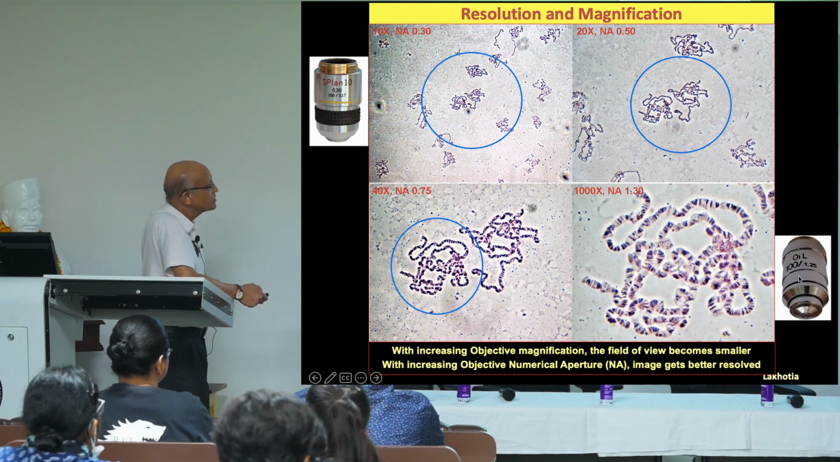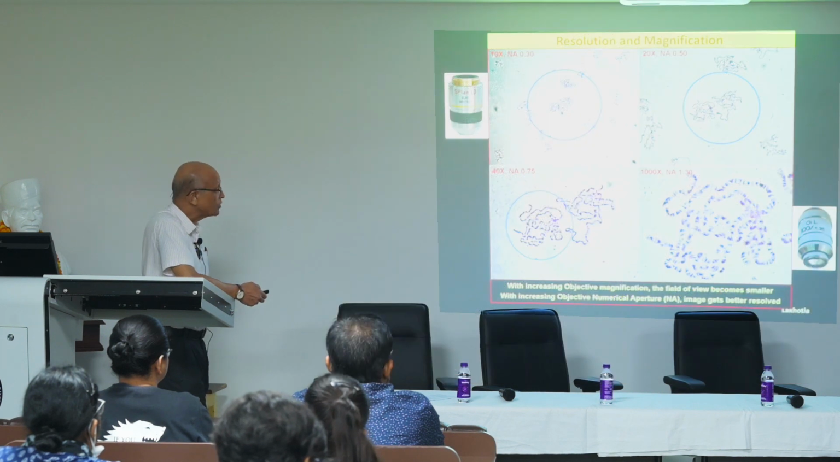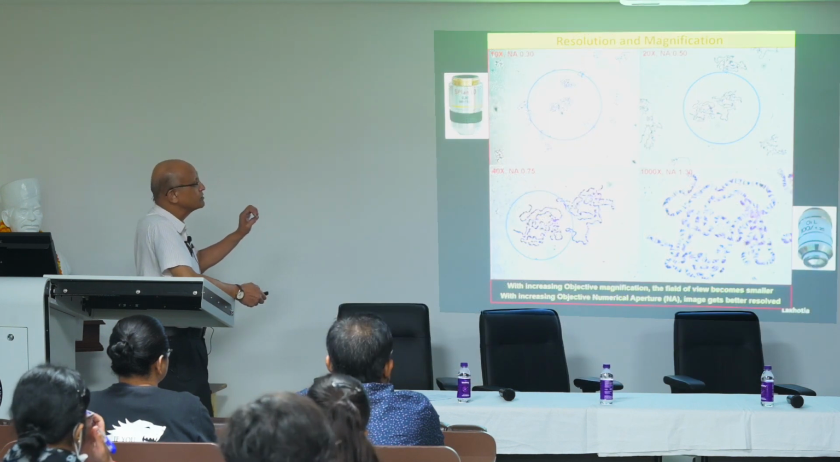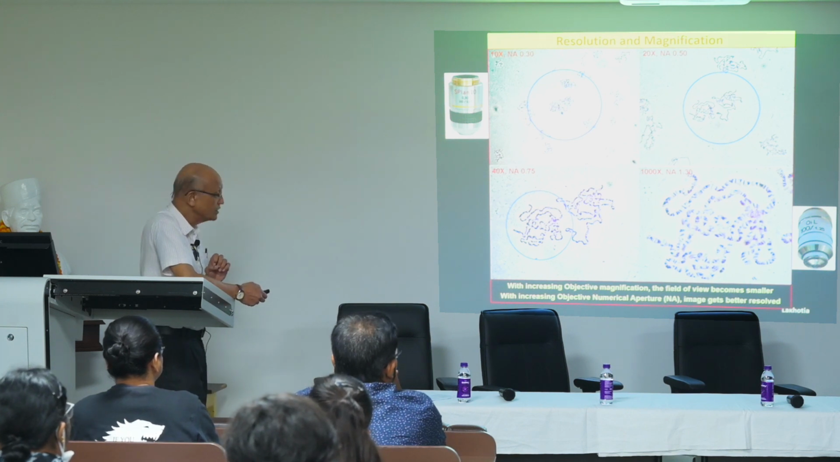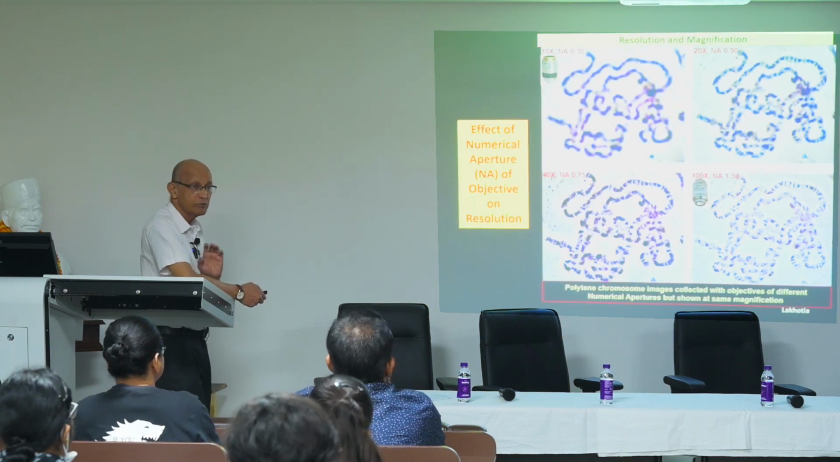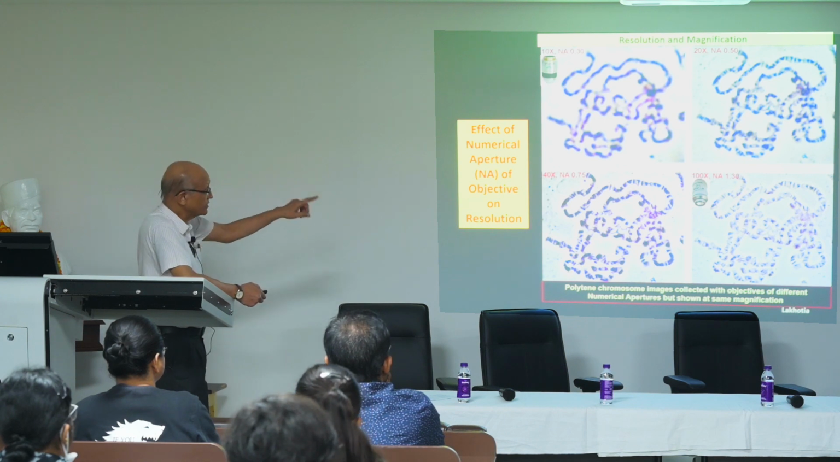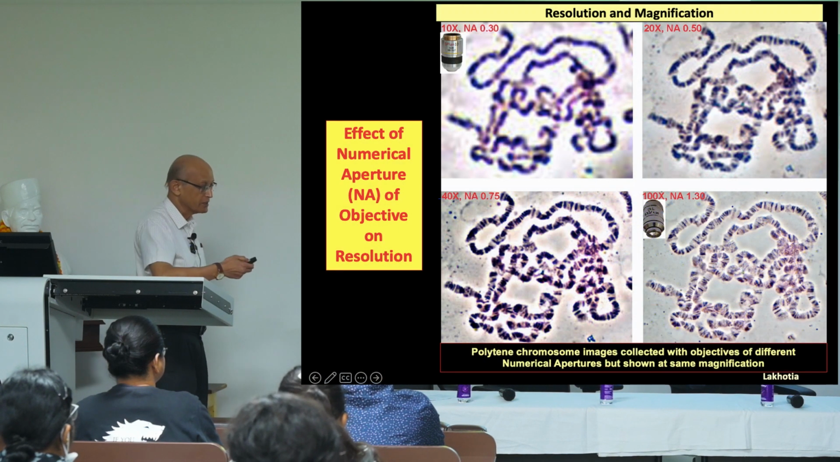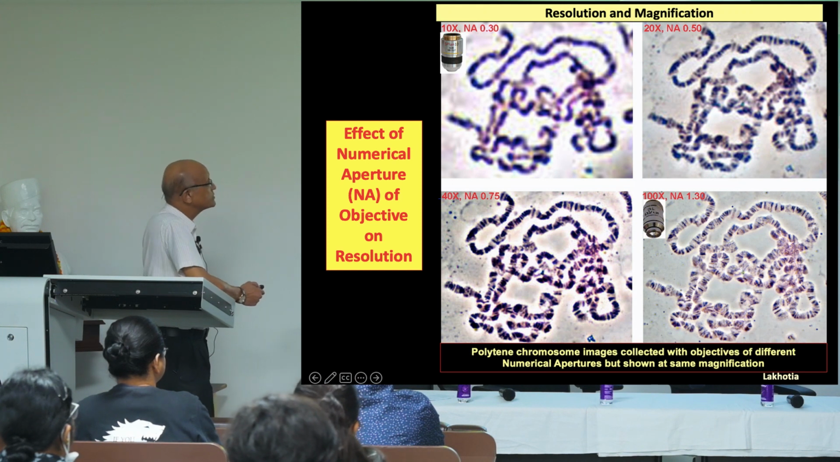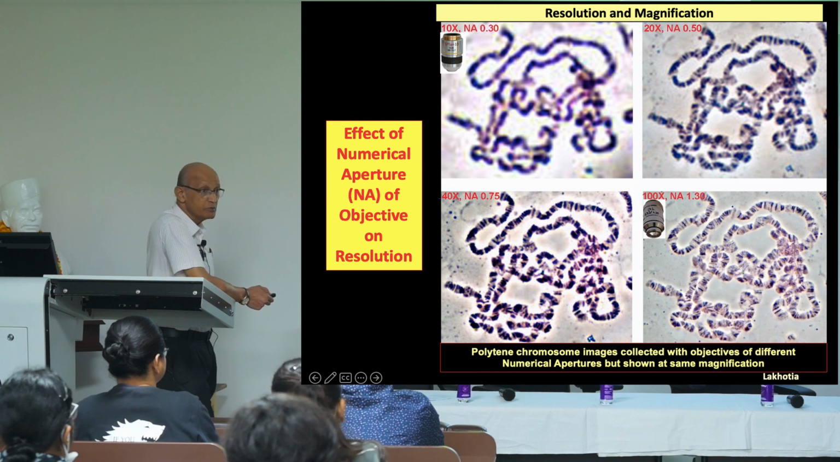and its numerical aperture is 1.3. Now, to understand the difference between magnification and resolution, let's look at these images. These are the same chromosome magnified to the same level. Magnification is the same, but this image is taken with a 10x objective. This is with a 20x objective, 40x objective, and 100x objective.